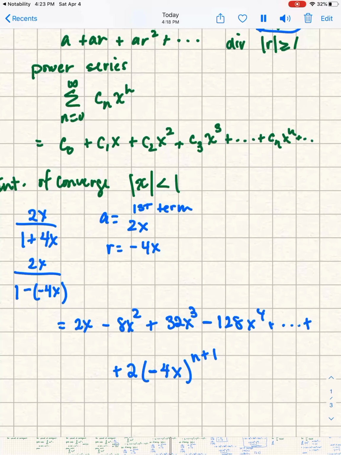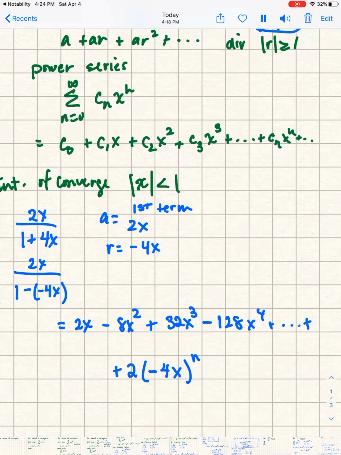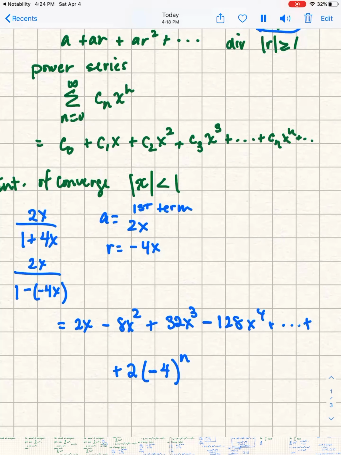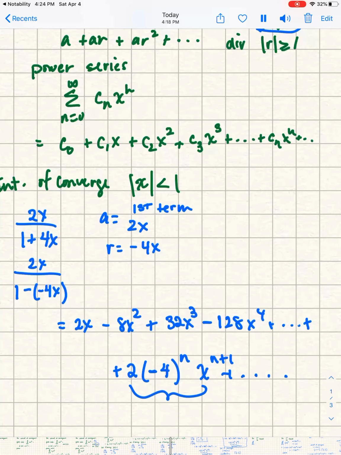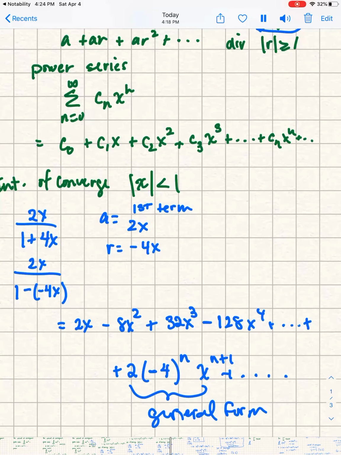Actually, I don't like how that looks, so let's do it this way. If you notice, I hesitated there because I wanted to check my term. Here I don't want that -4 to be used right away, but the x I do want to have an n plus 1 because my first term has an x. So this would be our general form of the power series, okay?